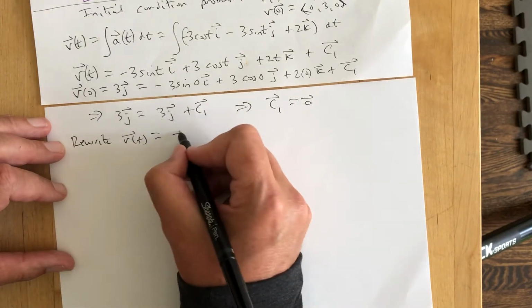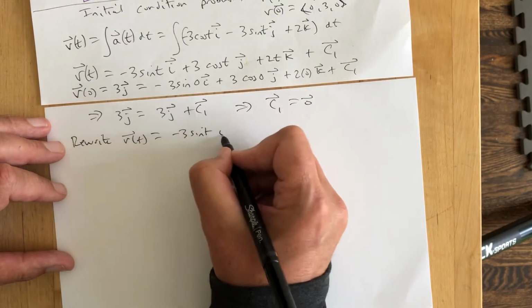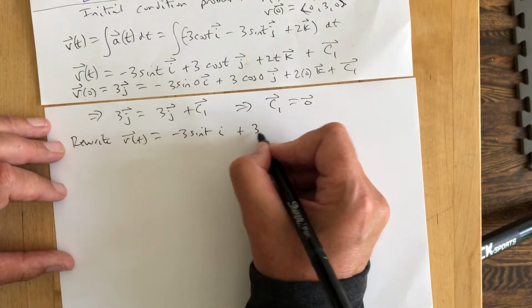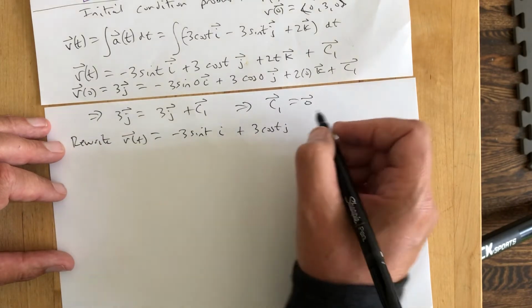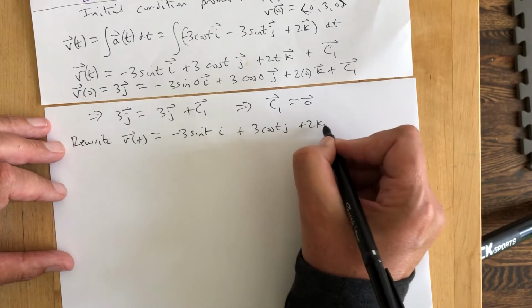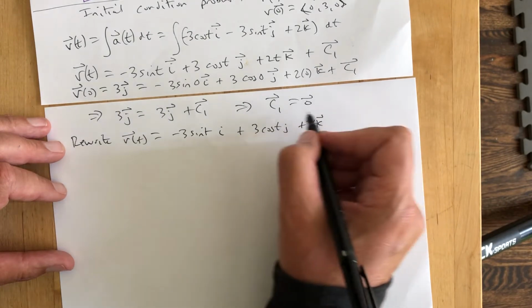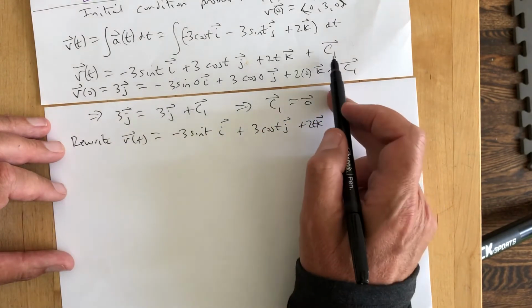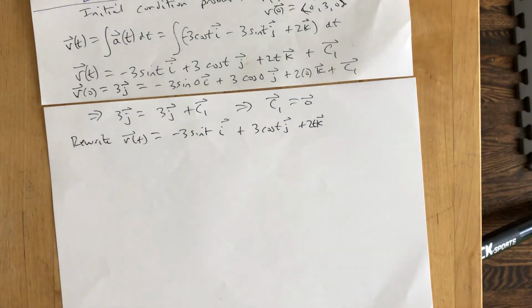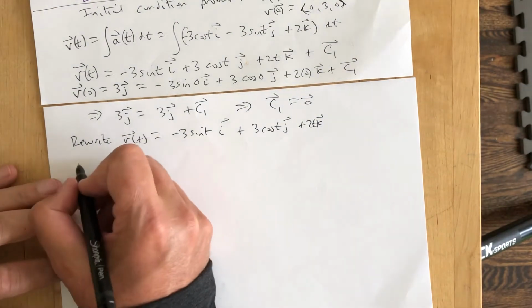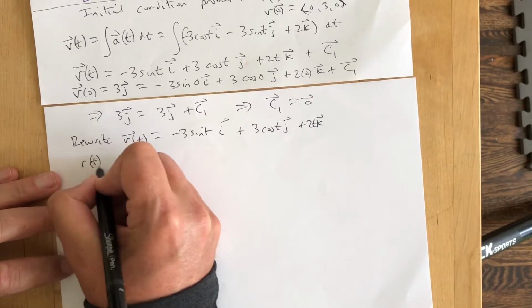So now we're going to rewrite this v as minus 3 sine ti plus 3 cos tj plus 2tk, because we showed c1 is 0. Okay. All right, now we're going to integrate once again to get r.